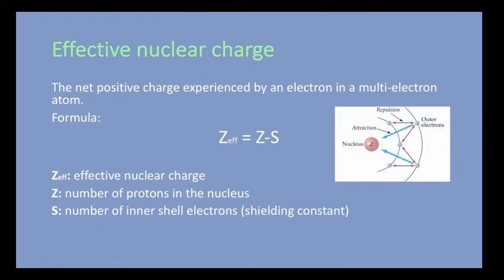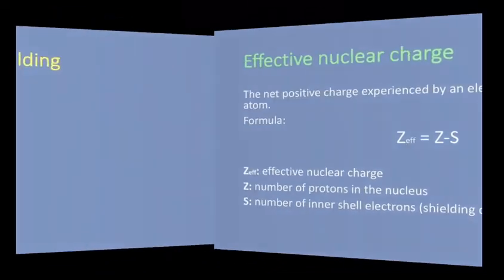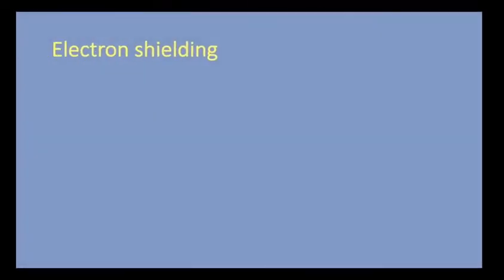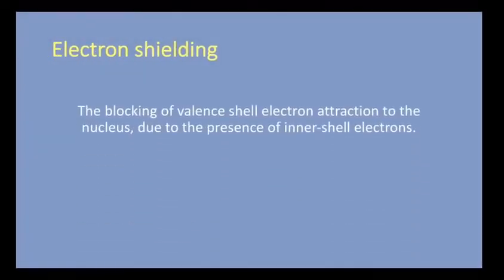And there's a diagram to explain effective nuclear charge as well. Next I'll be talking about electron shielding. Electron shielding is the blocking of valence shell electron attraction to the nucleus because of the presence of inner shell electrons. So the inner shell electrons decrease the attraction between the valence electron and the nucleus because of the shells, and that is called electron shielding.